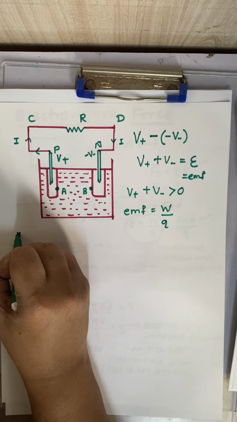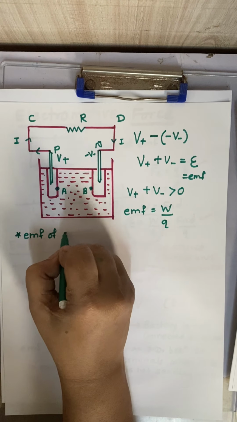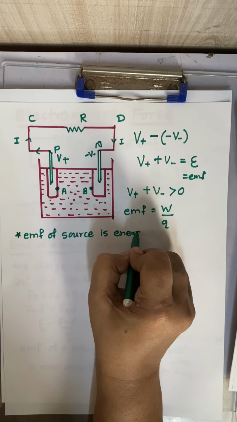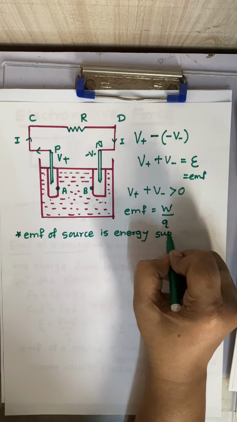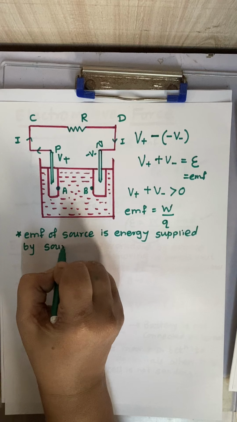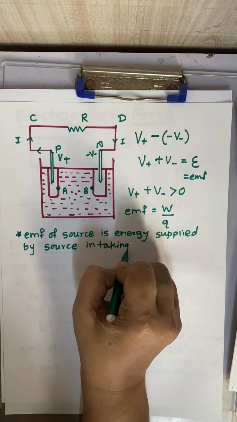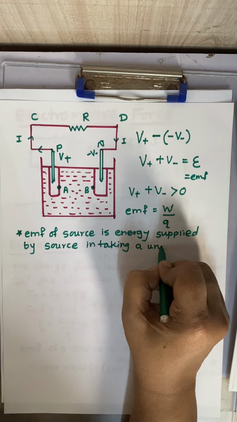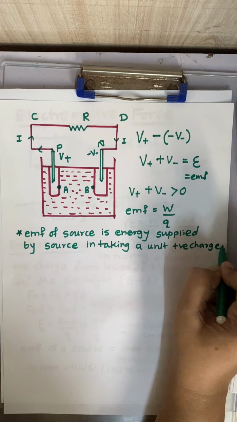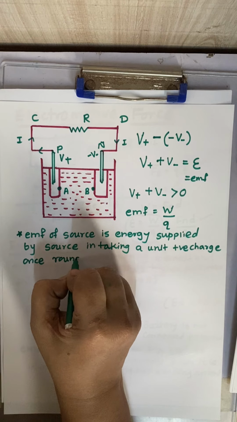Now another definition of EMF is there. The EMF of a source is the energy supplied by the source in taking a unit positive charge once round the complete circuit.